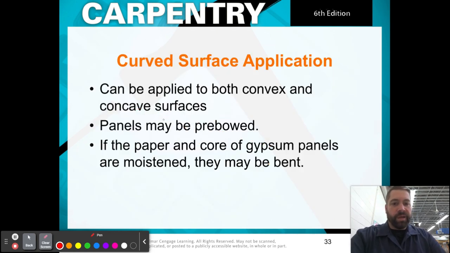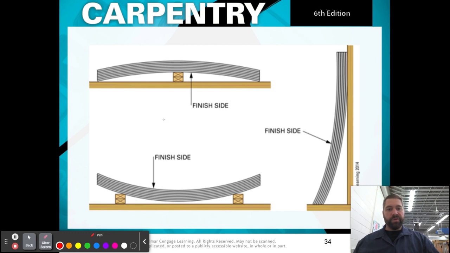Curved surface application. So this gets more complicated. There's different ways to do it. So let's look at what that looks like. One way of doing it is you could stack this up like this. So if you have them, and then the finished side would be this way, right? So that raises it up, and then that way when you take it, it'll be nice and curved.